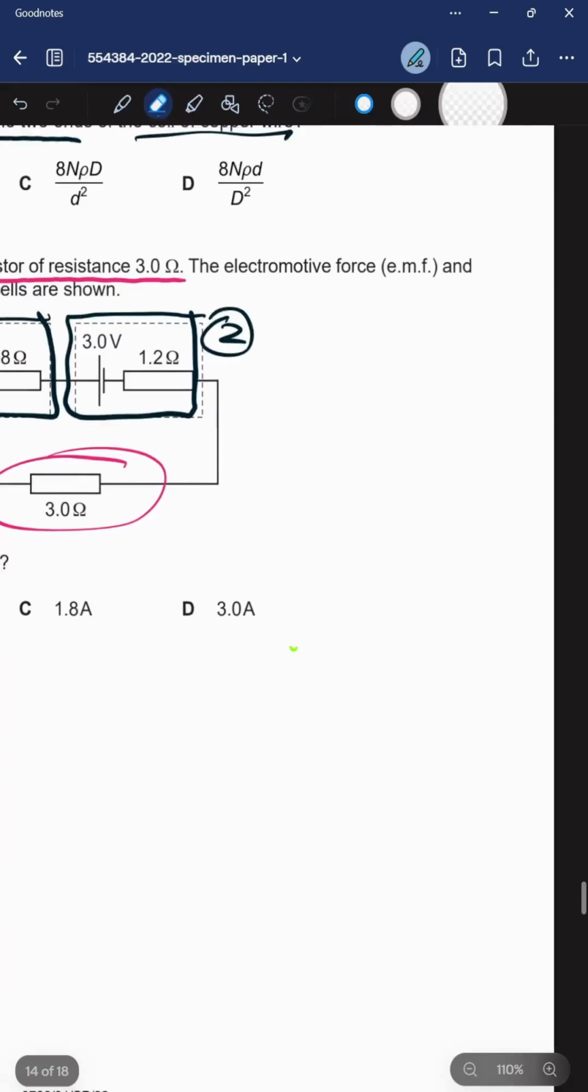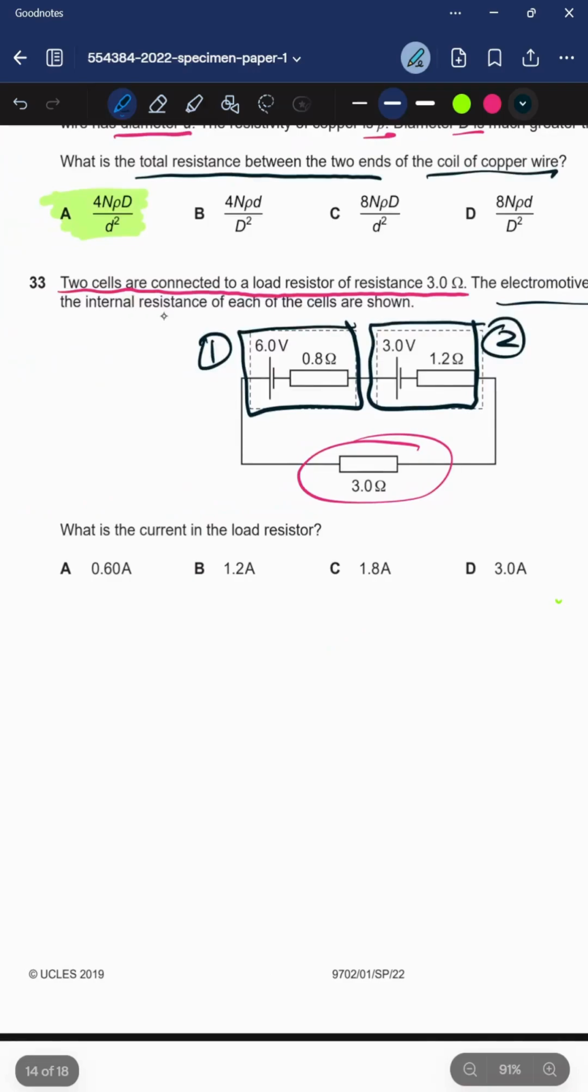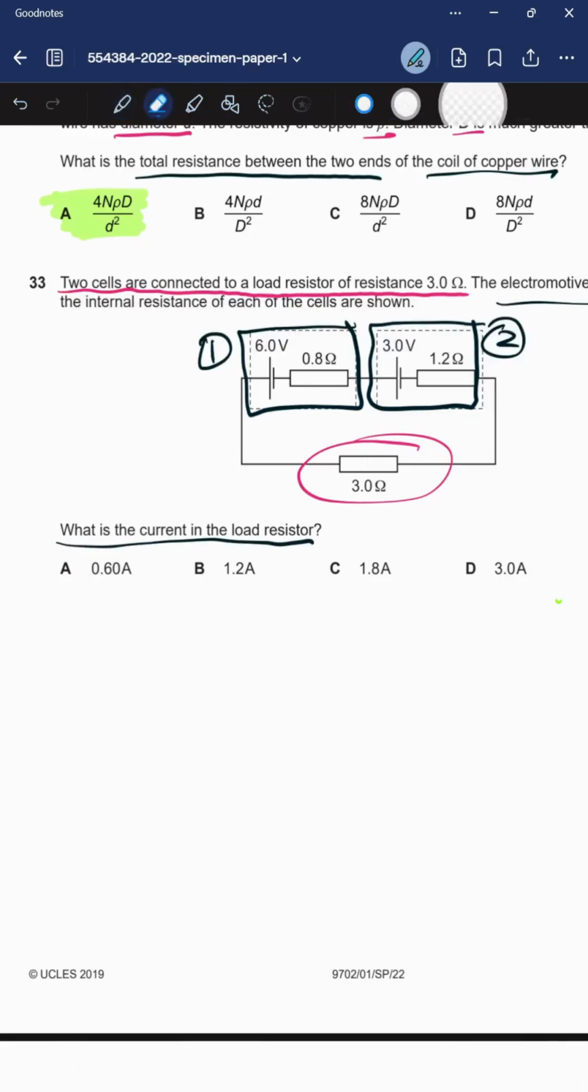So we have the electromotive force, which represents the battery, and the internal resistance of each of the cells is shown. So these are internal resistances, and we need to calculate the current in the load resistance. This is our load resistance, 3 ohms, and we need to figure out the current through this 3 ohm load resistor.